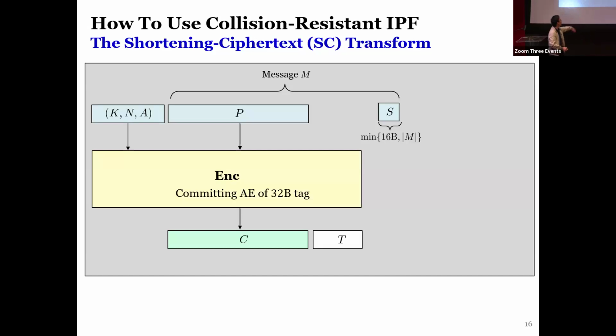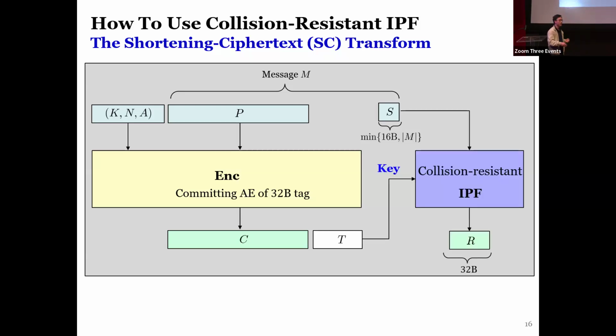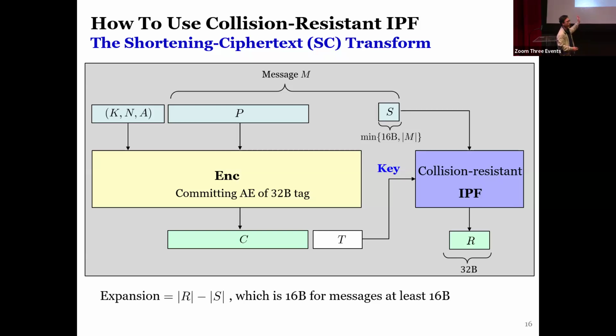Now, once we do that, we would first use our base committing AE scheme to encrypt P to get a tag T and a ciphertext C. We then use the IPF to encrypt S with T as the key, and that produces a synthetic tag R. And finally, our ciphertext is CR. Now, what is the expansion? So the expansion here is the gap between the length of R and S. And if your message is big enough, then that is only 16 bytes.